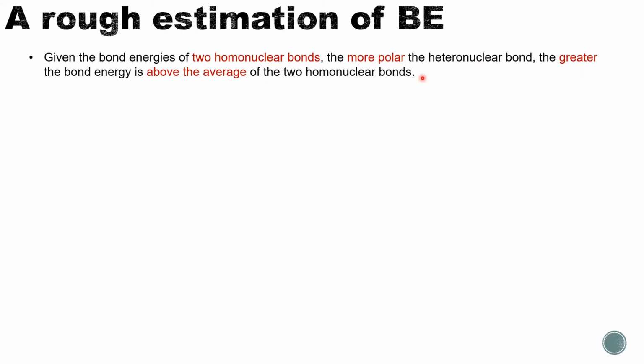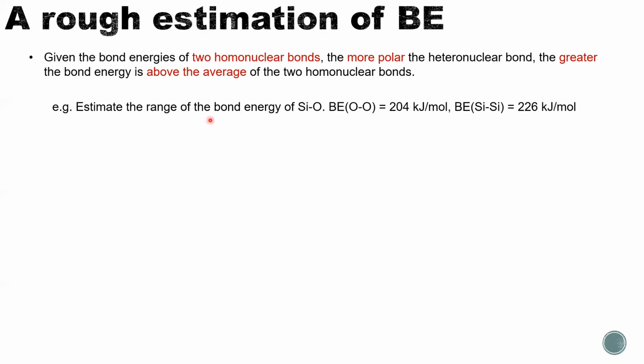Let me explain what that means by giving you an example. Estimate the range of the bond energy of the silicon-oxygen bond. You are given the bond energy of the oxygen-oxygen bond, which is 204 kilojoules per mole, and the silicon-silicon bond energy, which is 226 kilojoules per mole. So now you have two homonuclear bonds, the oxygen-oxygen bond and the silicon-silicon bond.